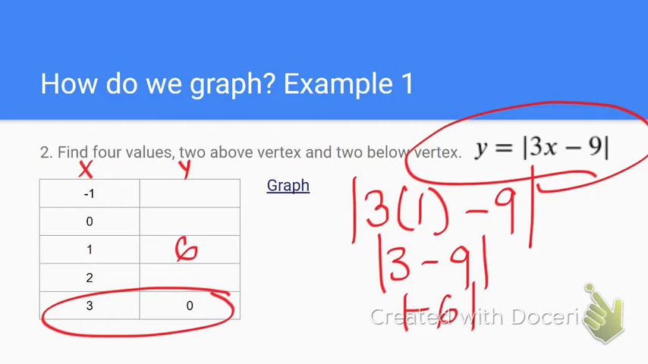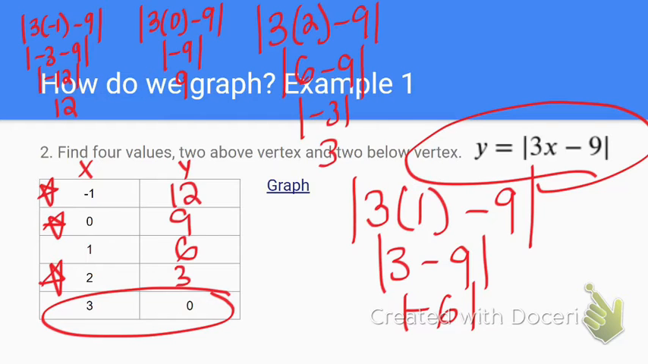You guys want to find it for negative 1 and 0 and 2? You think you can do that on your paper? We're going to show our steps just like this. Give it a try on your paper. If you need help, let me know. If you're ready, you can check your work.